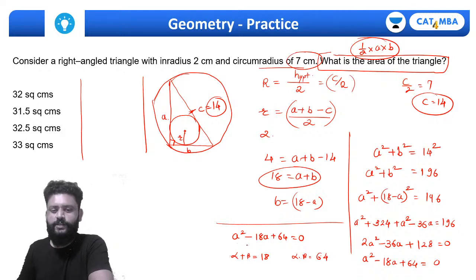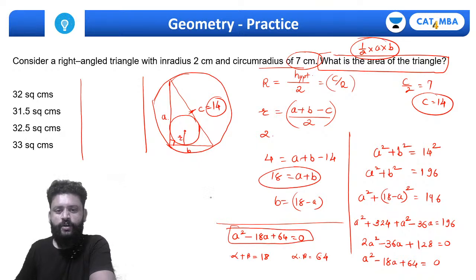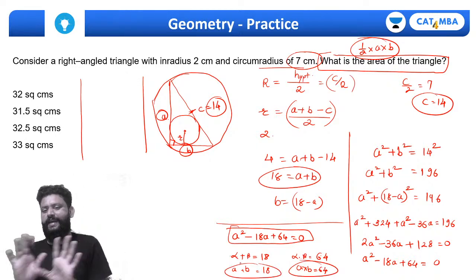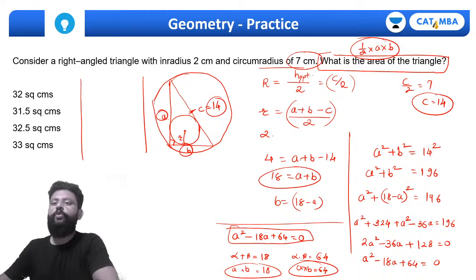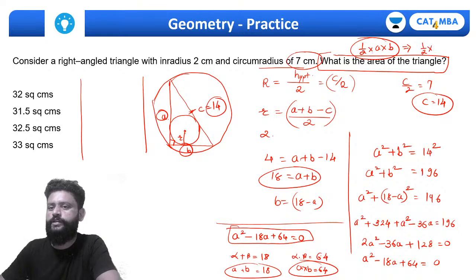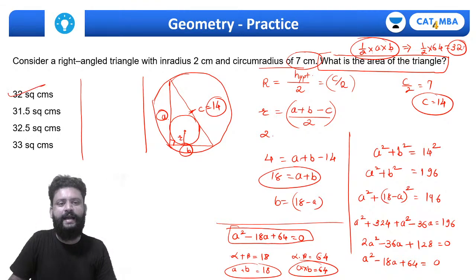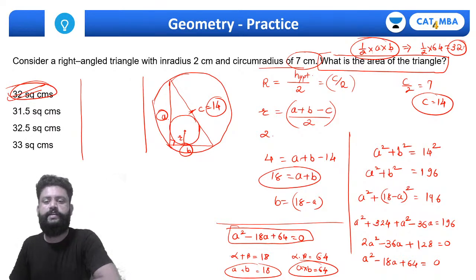So basically the roots of this equation are a and b themselves. If a is one root and b is the other root, then a plus b should be 18 and a into b has to be 64. So without finding the values of a and b, I can tell you the area of that triangle. It is going to be half into a into b, half into 64. It has to be 32. Hopefully all of you understood how I calculated, and that's the tricky thing related to this question.